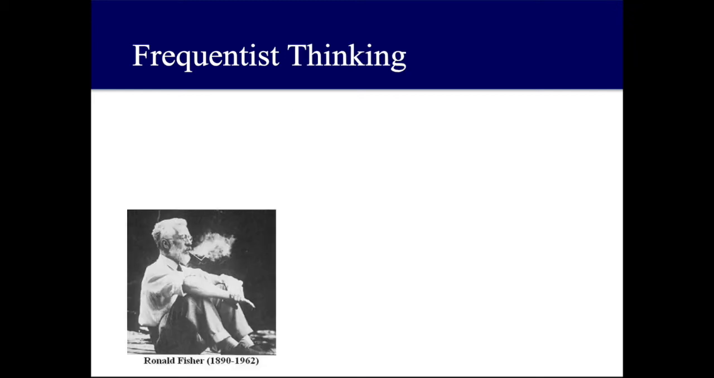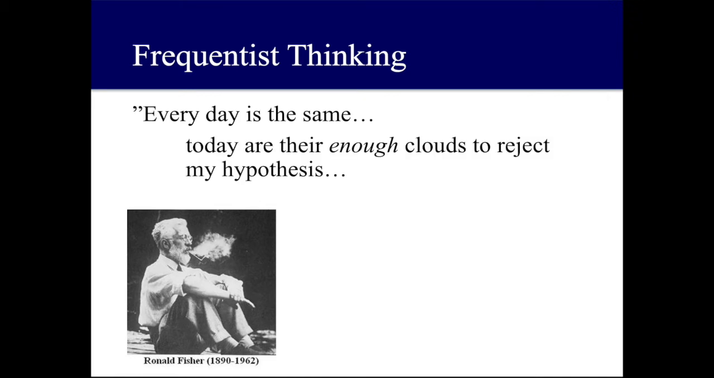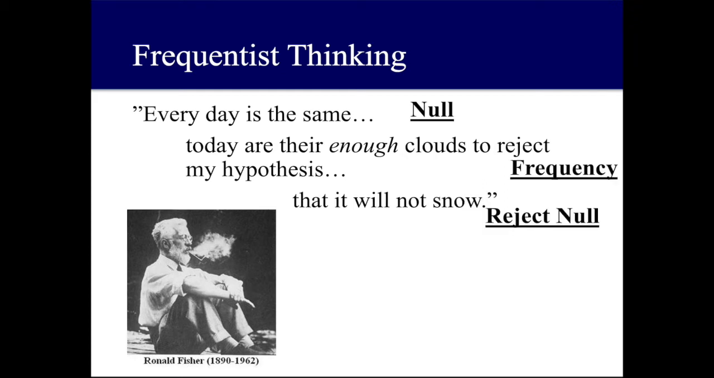Let me translate these two implications into the frequentist approach to thinking about the same problem. Frequentists might say, every day is the same, that's your null. Today, are there enough clouds to reject my hypothesis that it will not snow? Again, this is the null hypothesis, the frequency, or the data that's collected, and the interpretation. As you can see from this example, frequentist statistical thinking is much less intuitive.